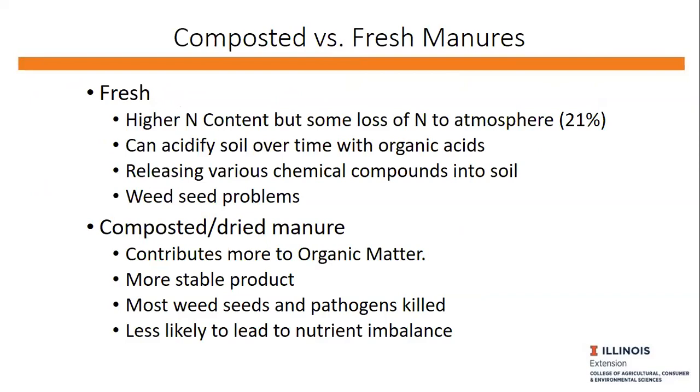In comparing both of these, a fresh manure has a higher nitrogen content, but it does lose nitrogen to the atmosphere. It can, of course, acidify soil over time with organic acids. You may find it releases various chemical compounds to the soil, and there can be weed seed problems. If it's been composted correctly, reaching that 160 Fahrenheit temperature, or it's been dried, it will tend to contribute more to the organic matter because products have been broken down. It tends to be more stable. Most weed seeds and pathogens have been killed if we have reached the right composted temperature. It also is less likely to lead to a nutrient imbalance in most cases.